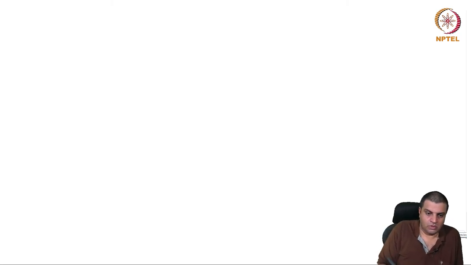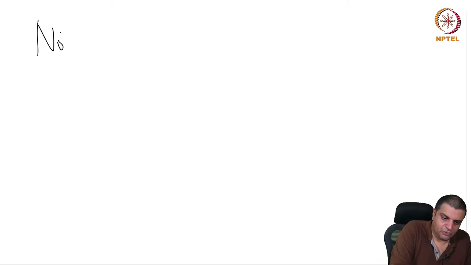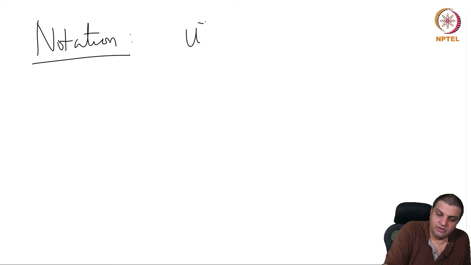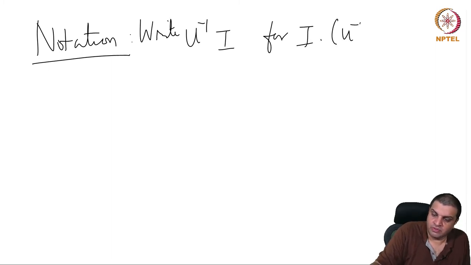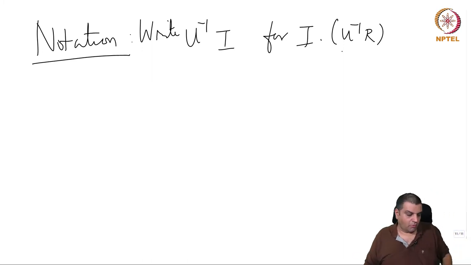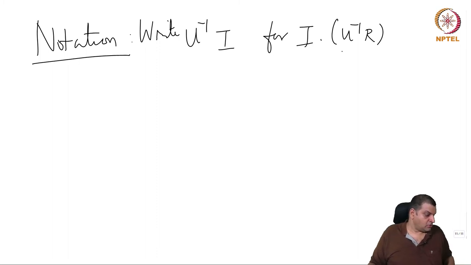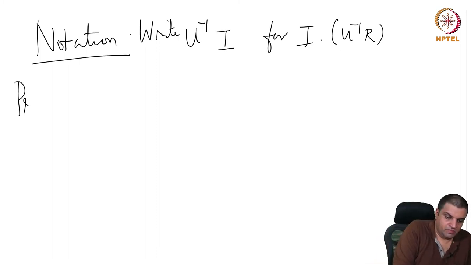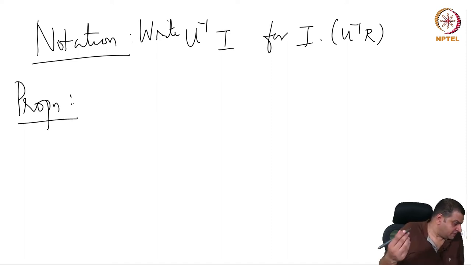Okay, one more piece of notation. We will write U inverse I for I extended to U inverse R, and later we will see this also for modules. So this is okay. Here is an important proposition, I mean, basic properties of this, which we keep using all the time.